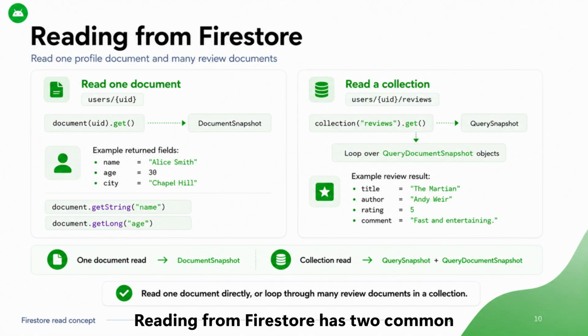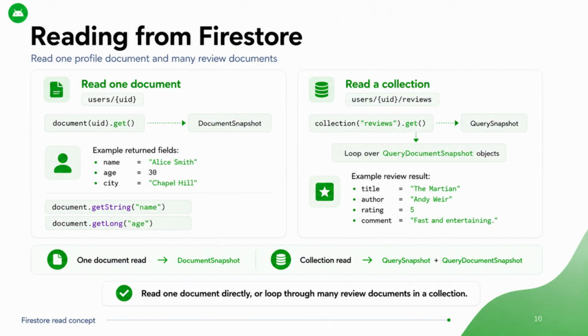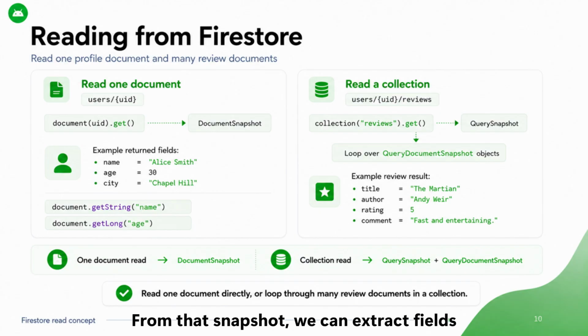Reading from Firestore has two common patterns: reading one document and reading a collection. If we want to read the user profile, we read one known document, such as users/UID. Firestore returns a document snapshot. From that snapshot, we can extract fields like name, age, and city. If we want to read the user's reviews, we read a collection, such as users/UID/reviews. Firestore returns a query snapshot, because the result may contain many review documents.